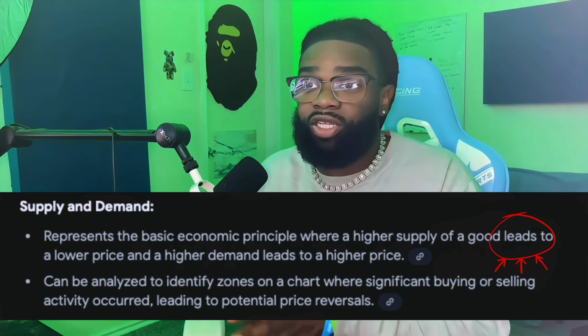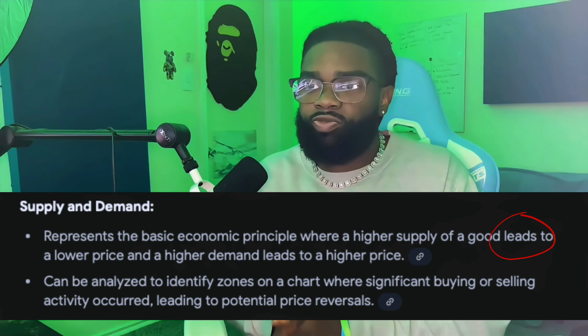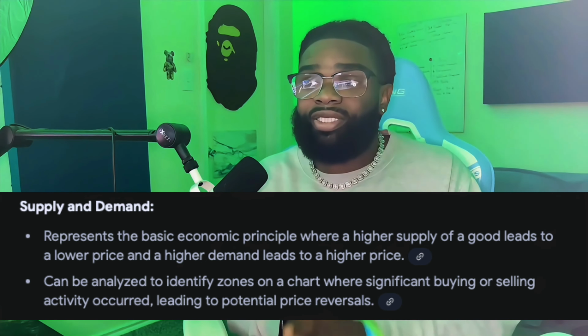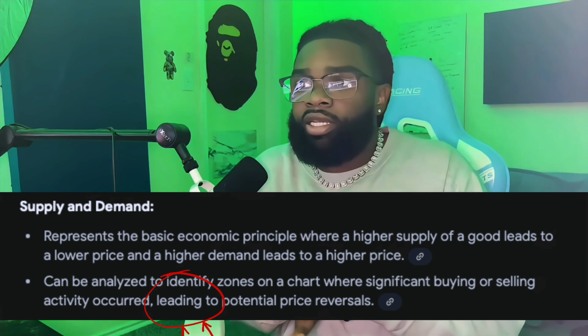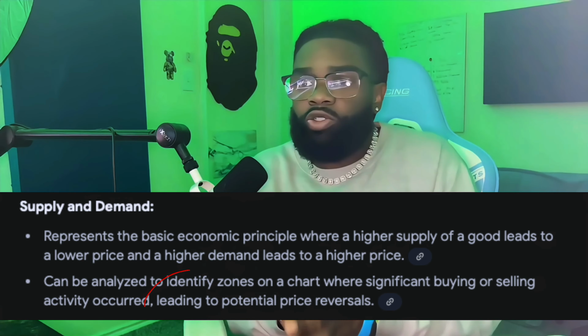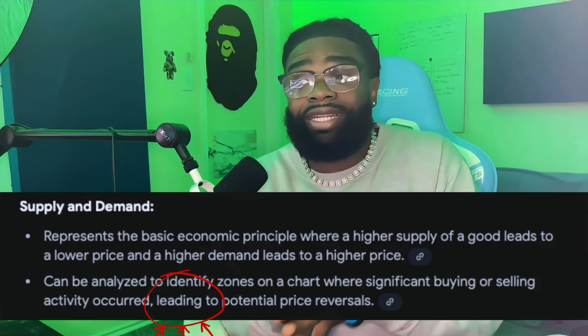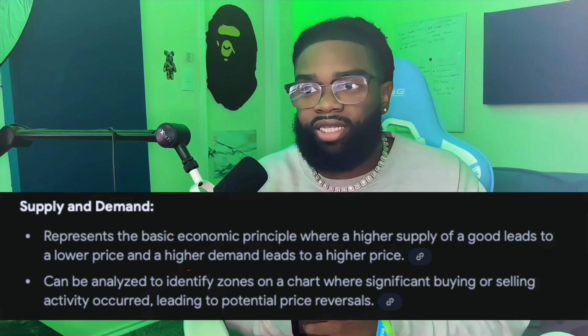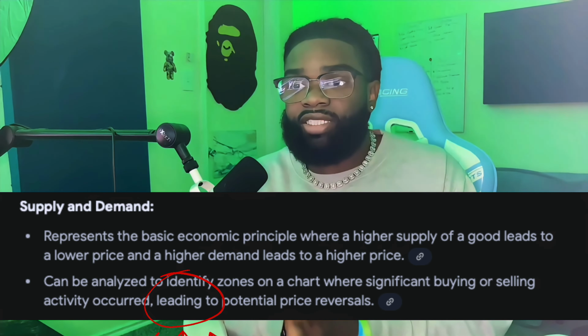The second thing it says is it can be analyzed to identify zones on the chart where significant buying or selling activity occurred, leading to potential price reversals. What I want everyone to pay attention to is the wording. Look how many times it says leads. Higher supply of a good leads to a lower price, and the higher demand leads to a higher price. It says again in the second description, buying or selling activity occurred, leading to potential price reversals. The reason why I'm heavy on the leading is because the main difference that people don't understand is one of them is leading and one of them is lagging.